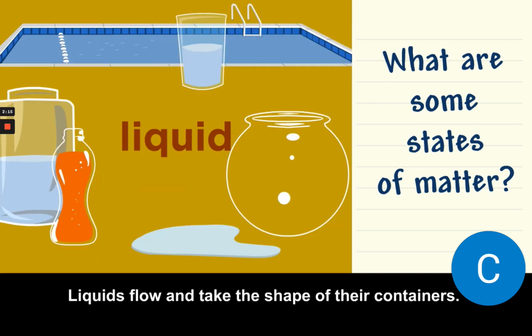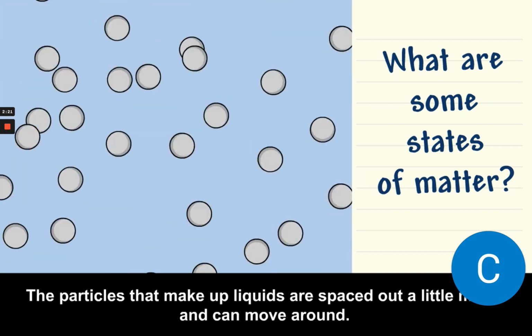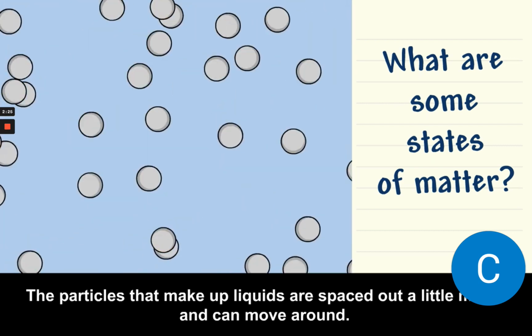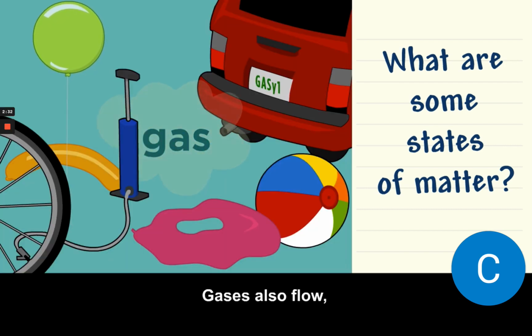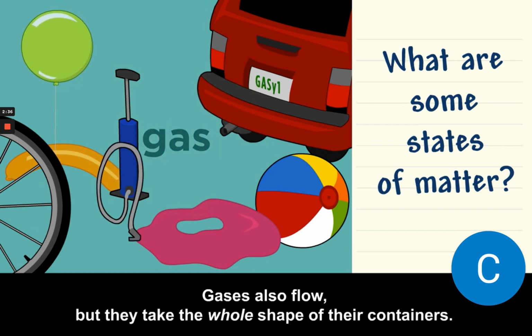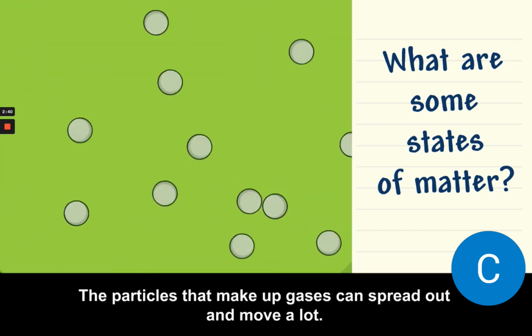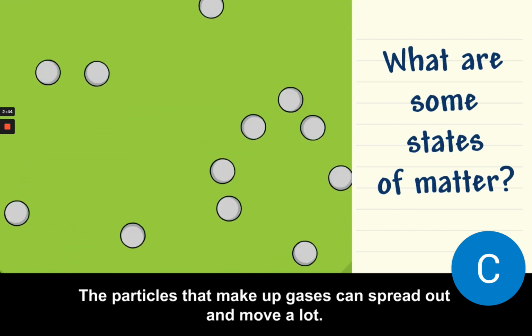Liquids flow and take the shape of their containers. The particles that make up liquids are spaced out a little more and can move around. That's why liquids can spread out more than solids. Gases also flow, but they take the whole shape of their containers. The particles that make up gases can spread out and move a lot.